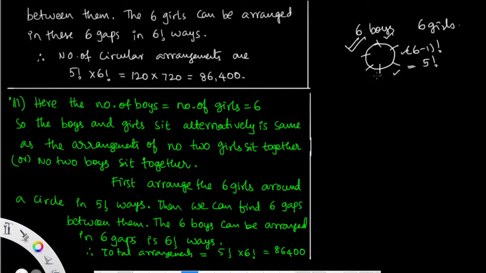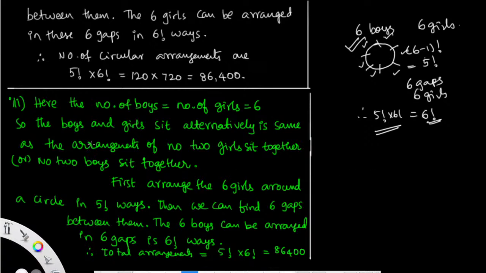Now how many gaps can you get with 6 boys? 1, 2, 3, 4, 5, 6. 6 gaps. The 6 girls can be arranged in these 6 gaps, in 6 factorial ways. Therefore, the arrangements are 5 factorial into 6 factorial ways, using the condition that no two girls come together.